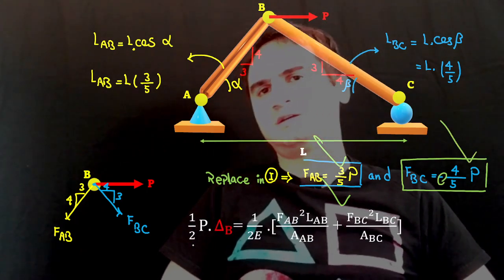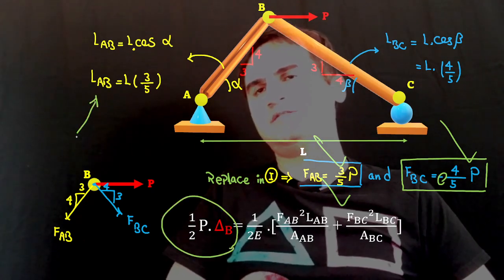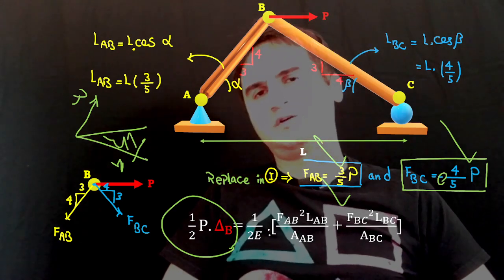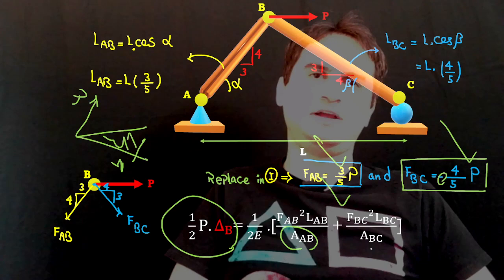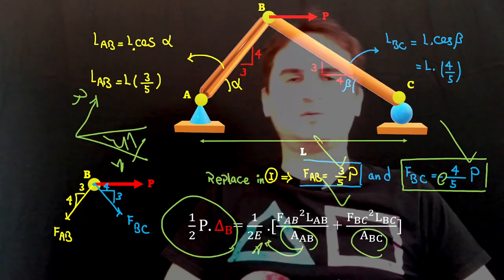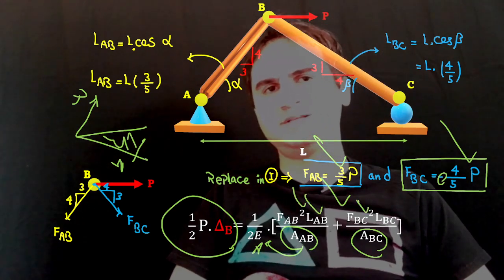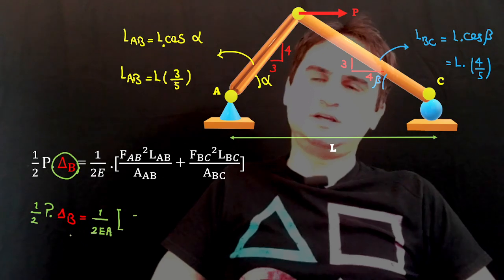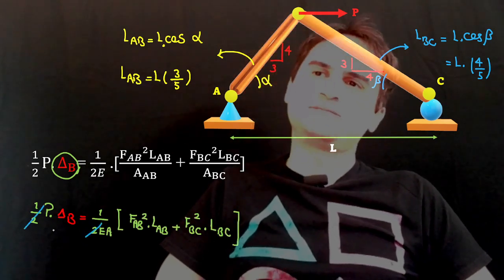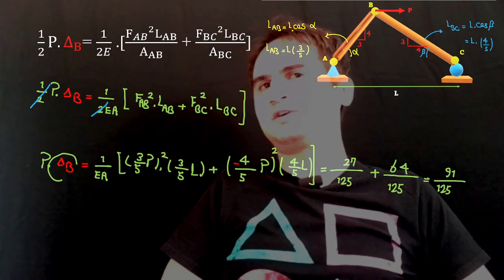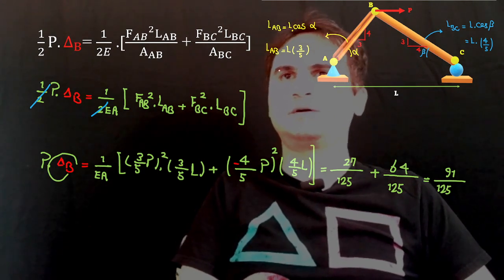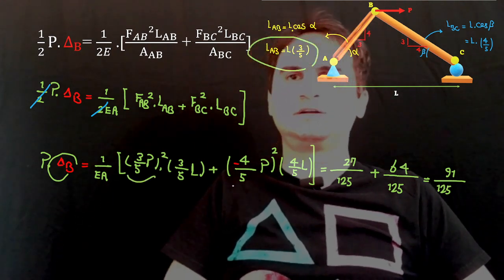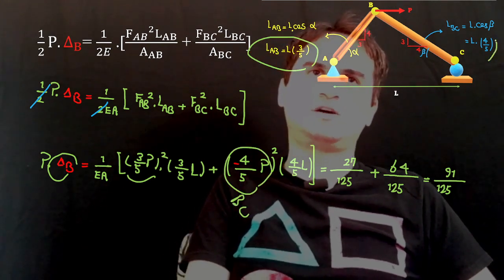And by using the internal energy method, which is half of the area under the force-delta curve, the area of the triangle, half P delta B is equal to 1 over 2 EA, where A of AB and A of BC is the same. You can take that out here, and FAB squared times length of AB plus FBC squared times length of BC, and it just solves our only unknown, delta at B. After that, we replace it with values, so we can easily have P times delta B equal to FAB, which comes from the previous part, P over 5 squared times length of AB, which is here, and force of BC, length of BC comes from here.